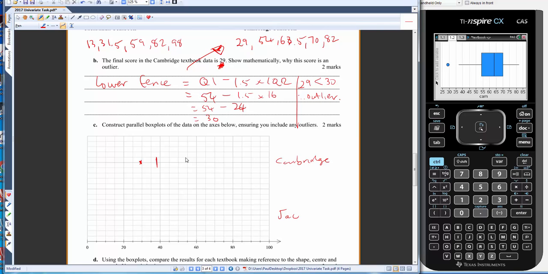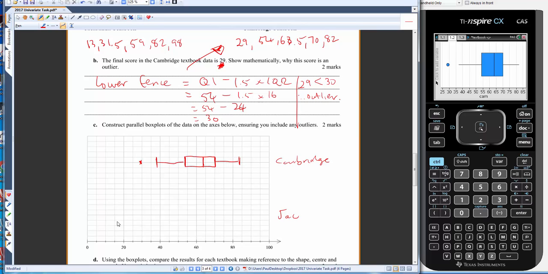There's 55, so somewhere there would be appropriate. Then 63.5, so there is 65, so it's a little bit less than there. Then 70, that one's an easy one to measure up, so bang on that line there. Then 82, that's 85 there, so 82 would be somewhere there. Alright, roll a line across the top and bottom and form the whisker.